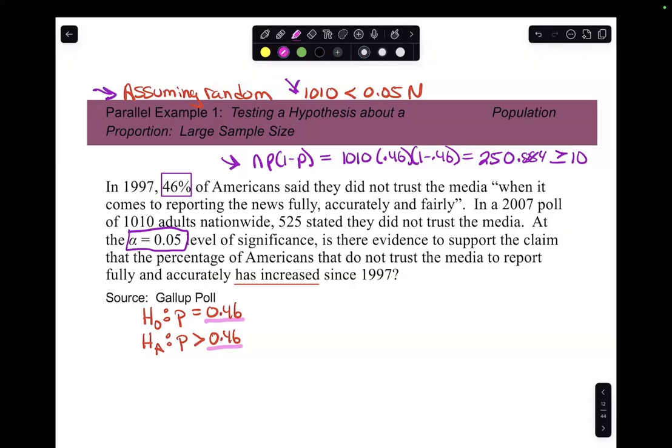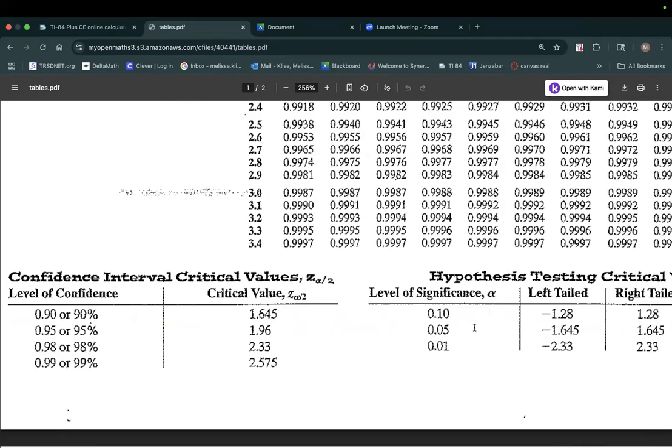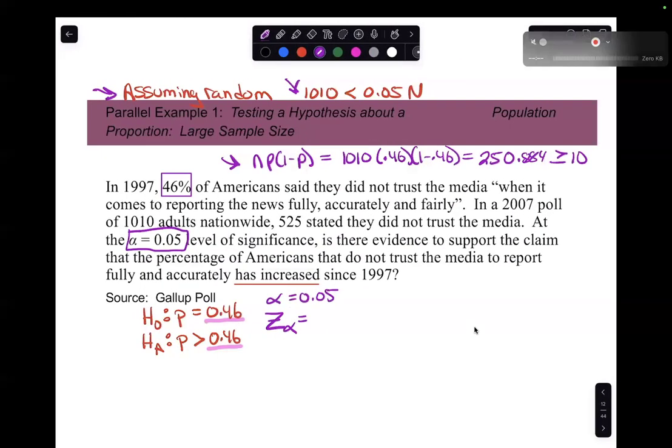So I have that alpha equals 0.05, and we know this is a right-tailed test. So I'm going to go over to my critical values. For 0.05, a right-tailed test, my critical value is 1.645. So my z sub alpha, sorry, going back over here, my z sub alpha is 1.645. This is the critical value.